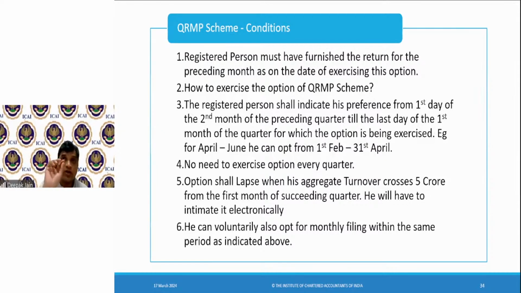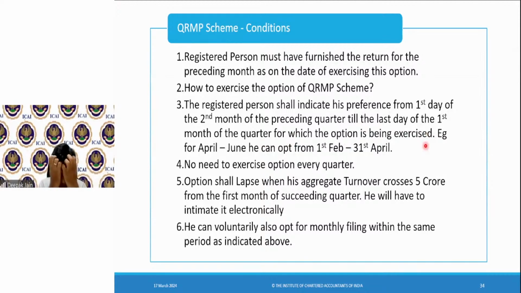I should give an indication saying that I want to go on to the QRMP scheme. जैसे मैं monthly scheme में जा रहा हूँ, and now you want to get into the QRMP, you can get it. The registered person shall indicate his preference from the first day of the second month of the preceding quarter till the last day of the first month of the quarter for which this option is exercised.